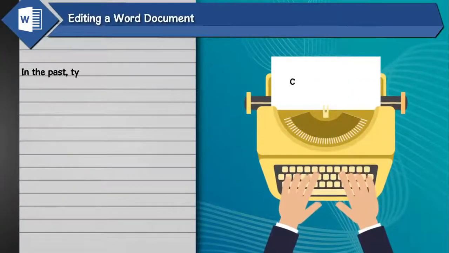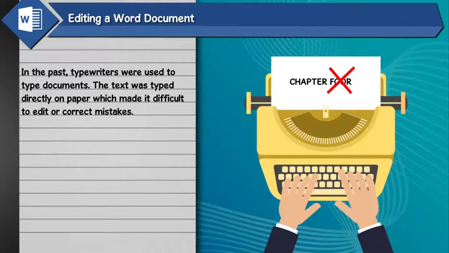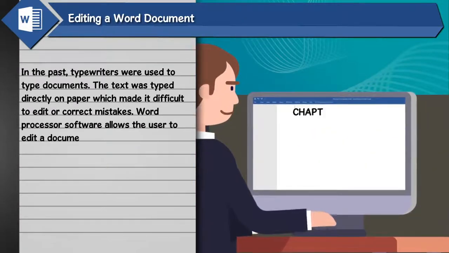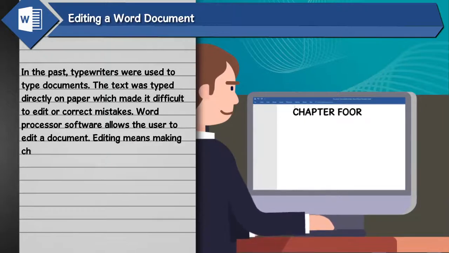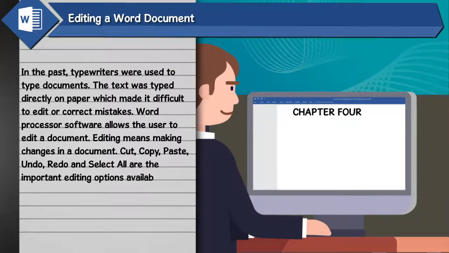In the past, typewriters were used to type documents. The text was typed directly on paper, which made it difficult to edit or correct mistakes. Word processor software allows the user to edit a document. Editing means making changes in a document. Cut, copy, paste, undo, redo and select all are the important editing options available in Word.